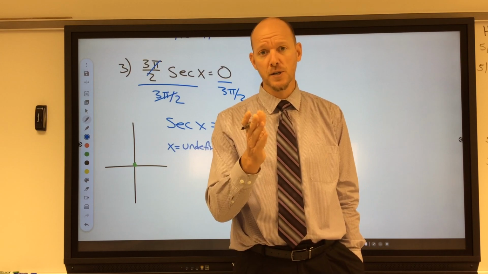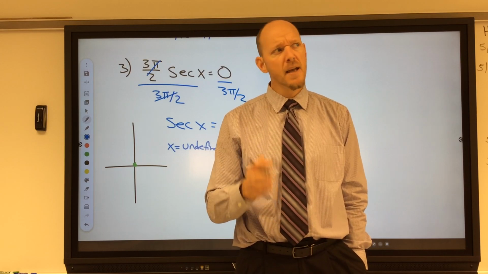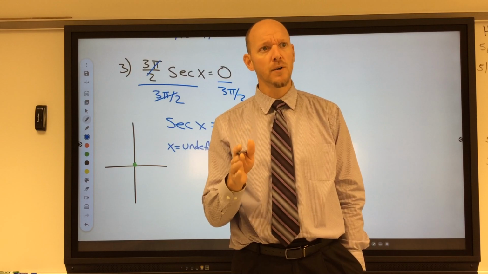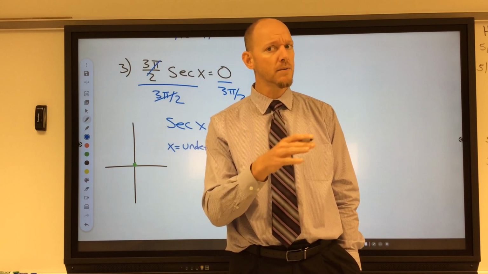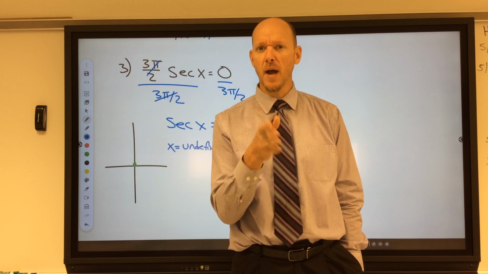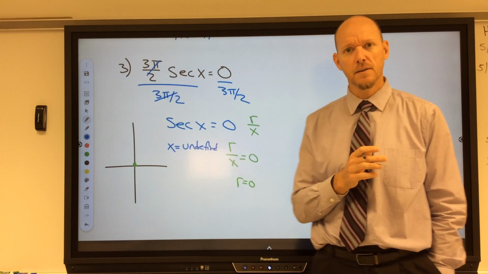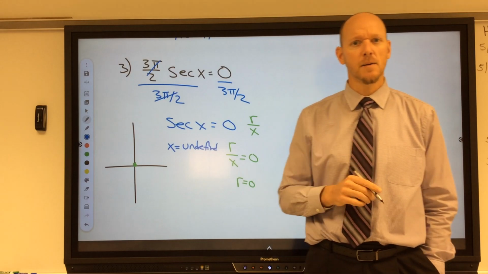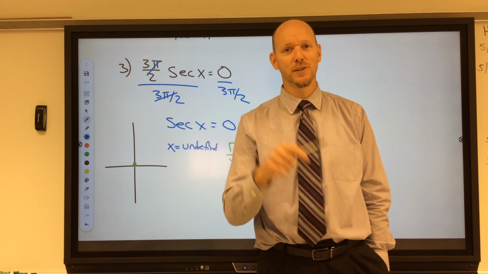But now here's a good question for you. If there's no angle that would result in secant being equal to 0, I wonder what that means the graph of secant of x would look like. Well, that's something we'll talk about more in class or in later presentations.